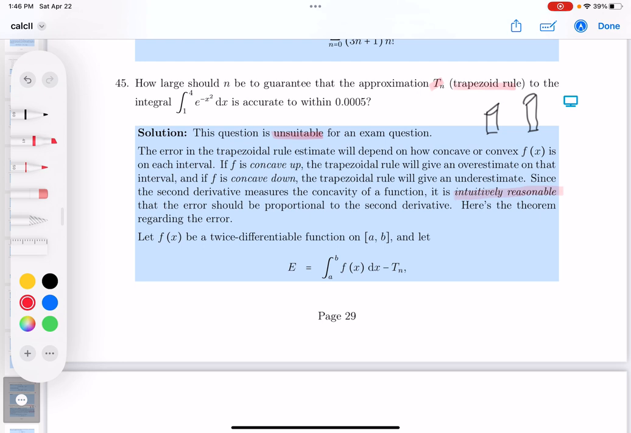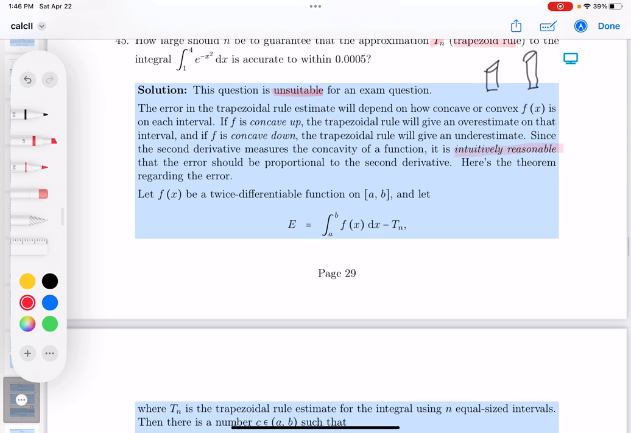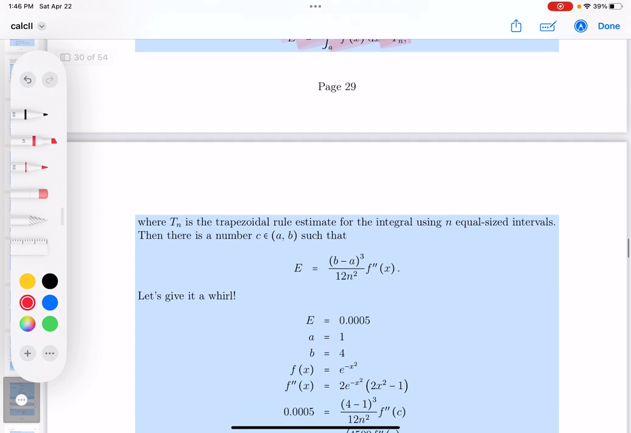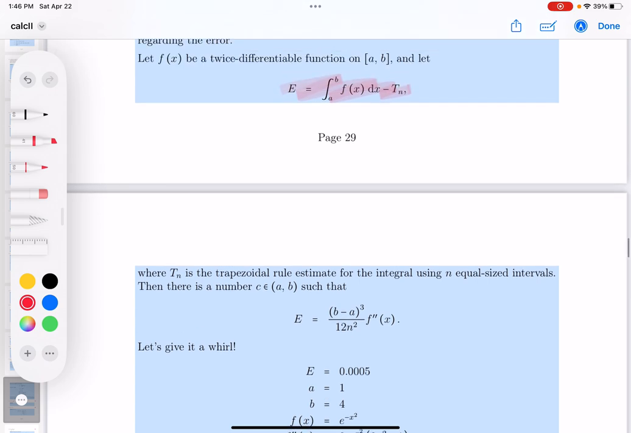Here's the theorem regarding the error, all right? So the theorem over here is this error is related to this thing over here, okay? On the interval from A to B, by the way. So this is the problem. This is why I'd say it's really a bad exam question. It requires some work over here, all right? So let's keep reading it.